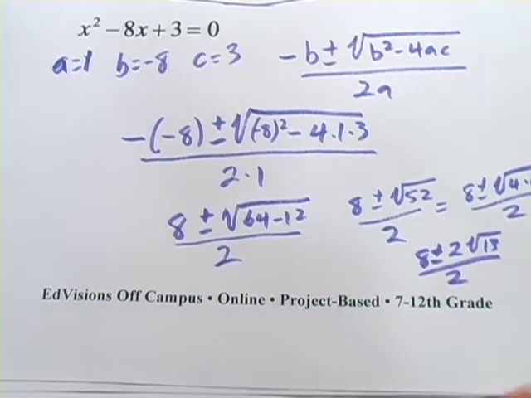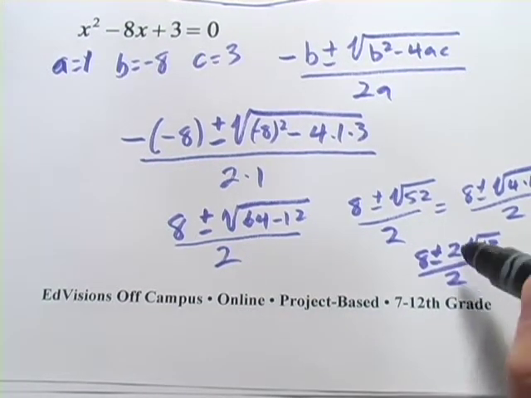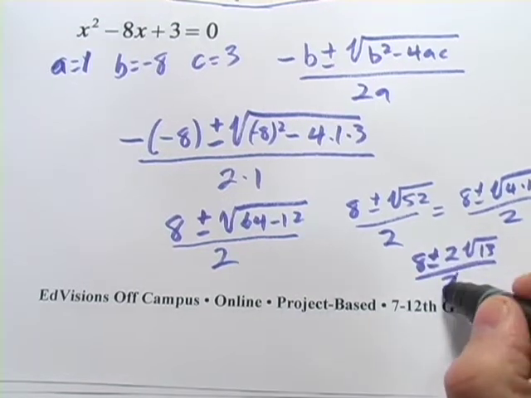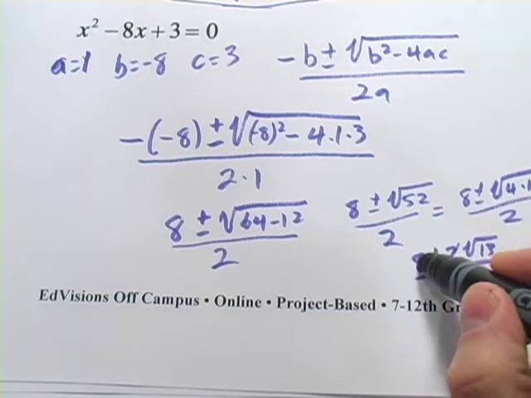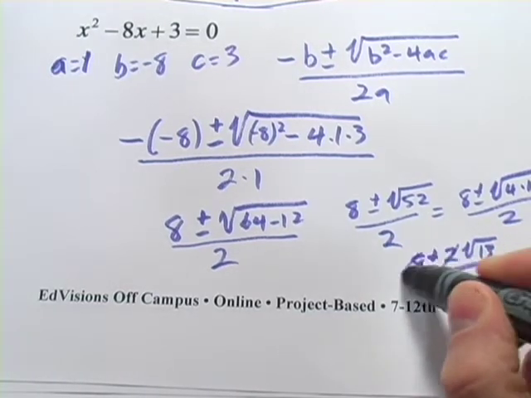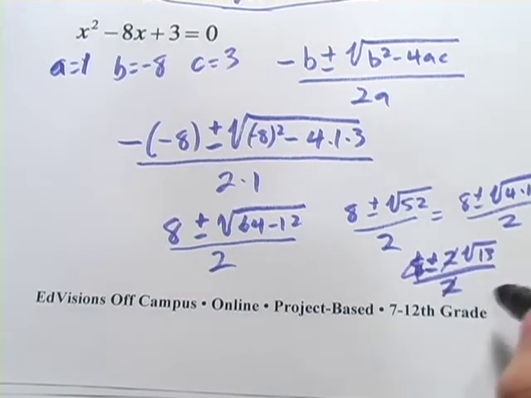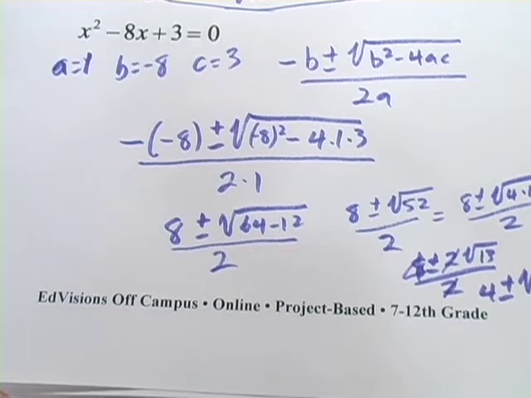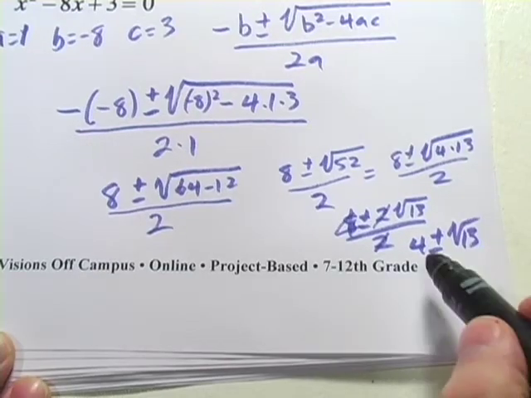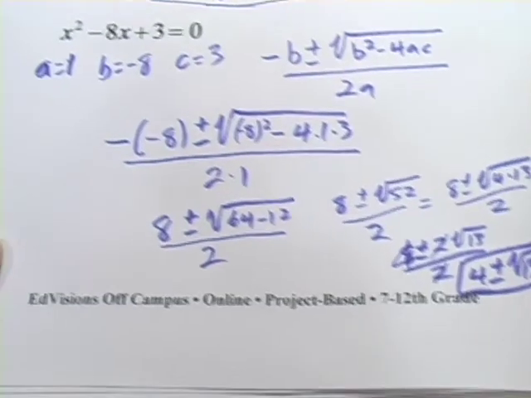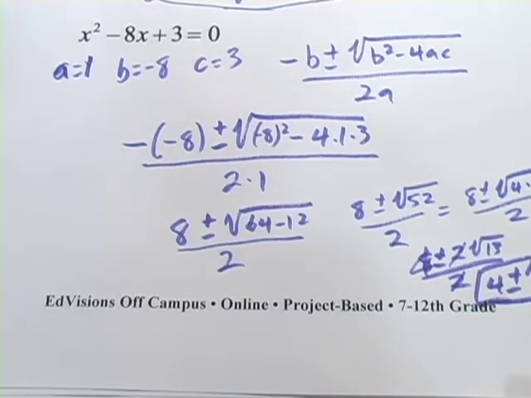And now I can simplify this fraction. I've got two terms here, the 8 and then the 2 times the square root of 13. So the 2 there will cancel. Dividing each term by 2, the 8 becomes a 4. So we get 4 plus or minus the square root of 13. And those are our two solutions. So that's an introduction to using the quadratic equation to solve quadratics.